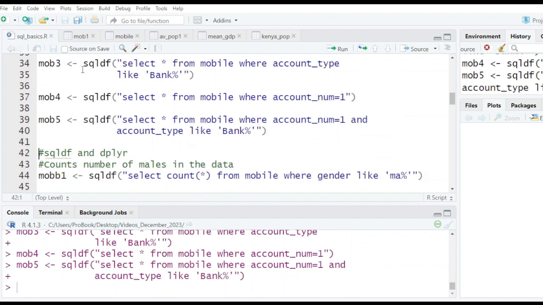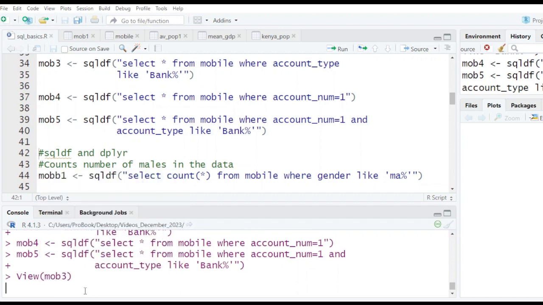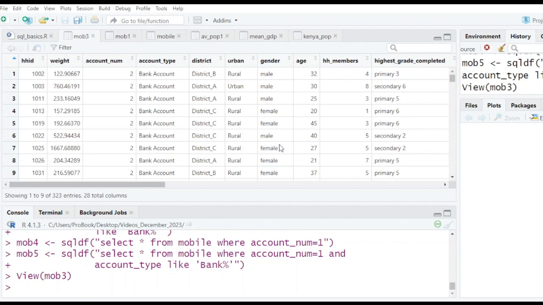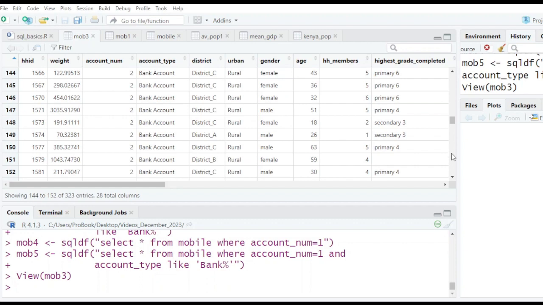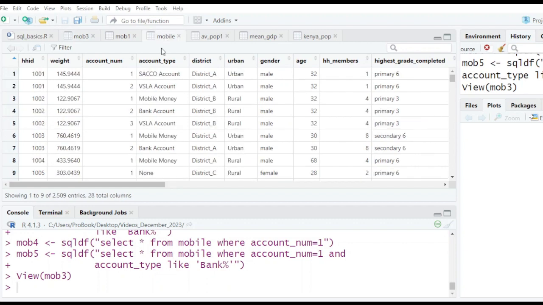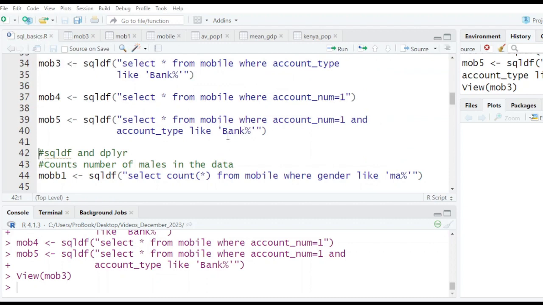Let's have an advanced one: select from mobile where account type is like bank. Let's see what you view, and then we can discuss it. Mob 3. That's the data we have. And the account type, it only selects for you the account type where the account type is a bank. If you want to prove that, these are the different account types: SACCO, VSLA, mobile money, bank account. And that's what the command does. It specifies bank. And then you have put a percentage, meaning that there might be other words after the bank, so it should select all that.